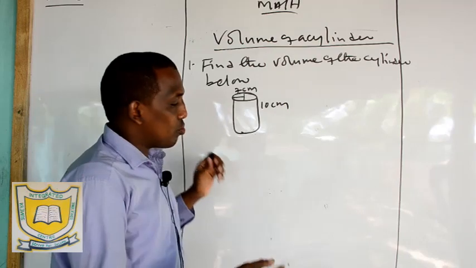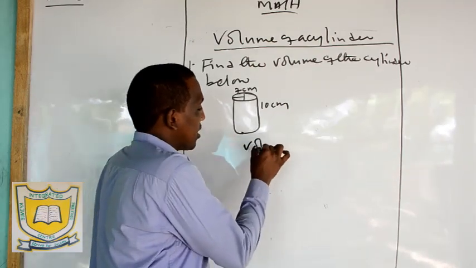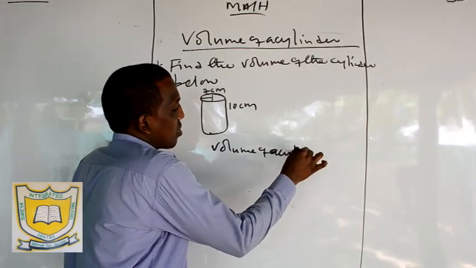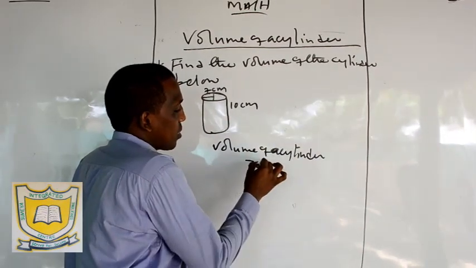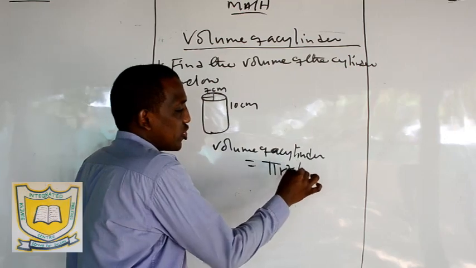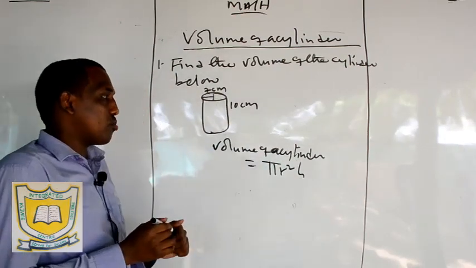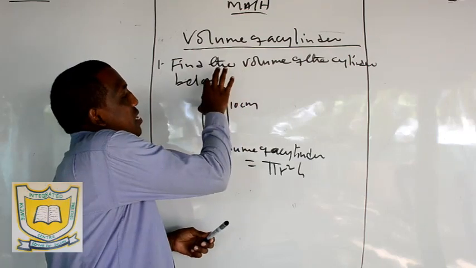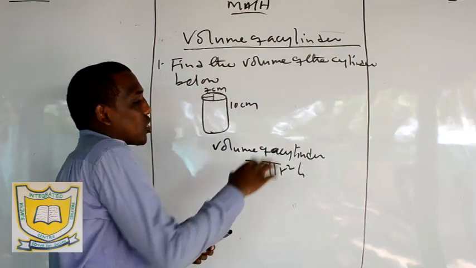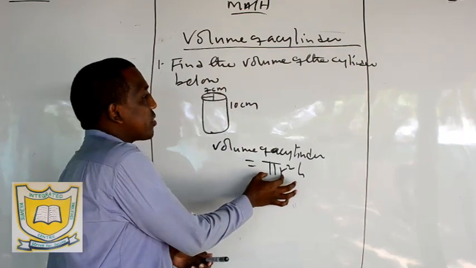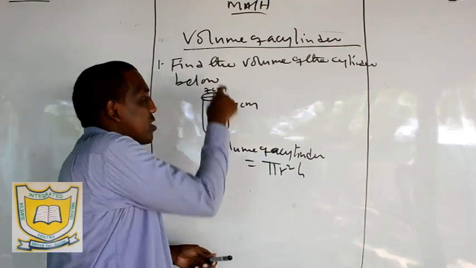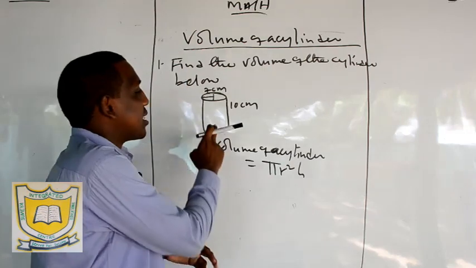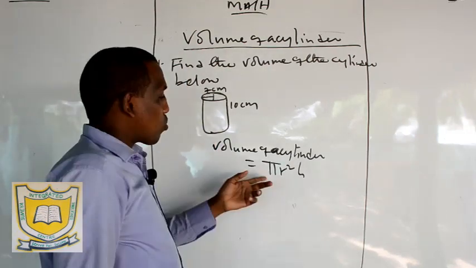When we want to get the volume of a cylinder, the volume of a cylinder is equal to πr²h. That's the formula for getting the volume of a cylinder. So πr² means you get the area of the circle, and the area of a circle we learned is πr². After getting the area of the circle, then times height. That's the only thing we do. So volume of a cylinder is equal to πr²h.